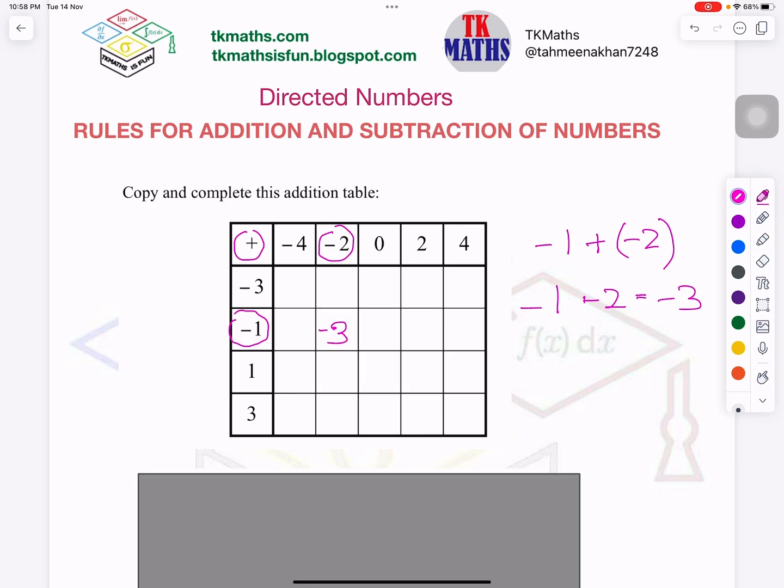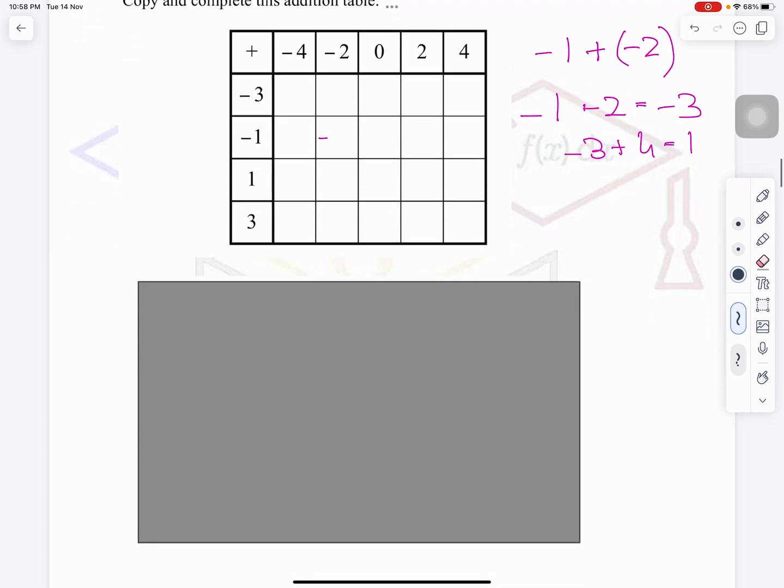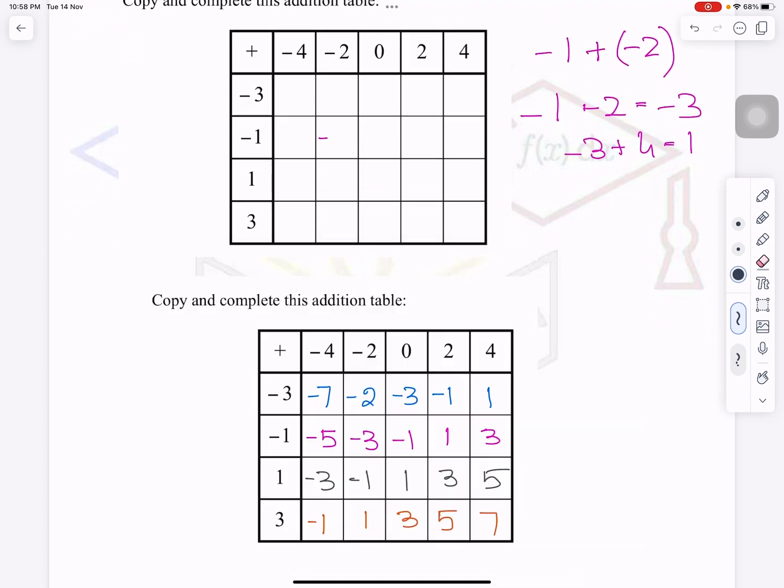Let me solve, for example, this one. Now if I look at the left hand side, the digit is -3 and on the top it is 4. So -3 and 4, if you add up, the answer is 1. So I will write here 1. This is the way you will complete this puzzle. The answer of this is given below, which I'm showing to you. You can put the video on pause and then try it yourself first, right? Okay, so here is the answer.